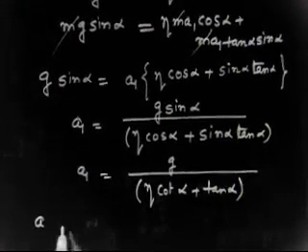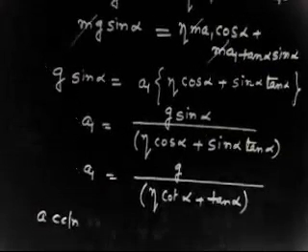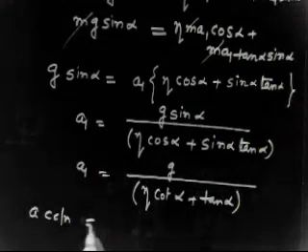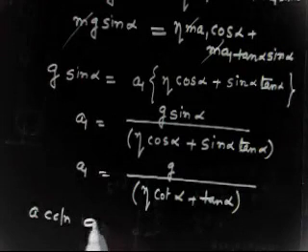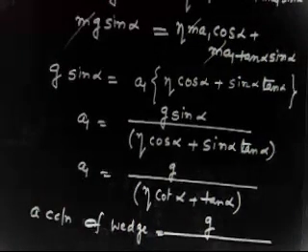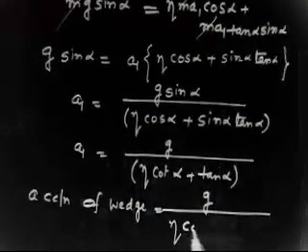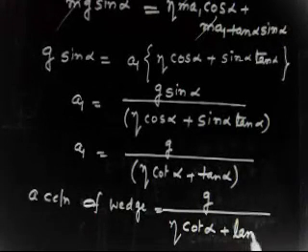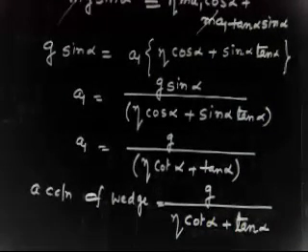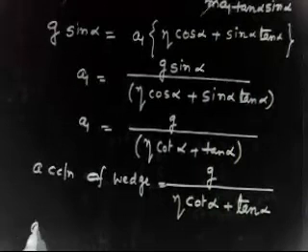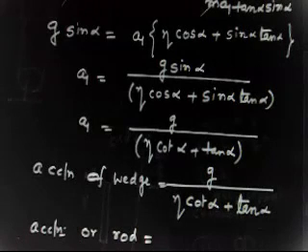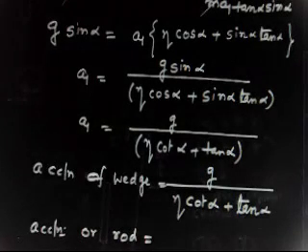So I can say the acceleration of the wedge is, you see how important these calculations are. If I make some mistakes, then the result will not come out right. So the acceleration of the wedge is g divided by eta cot alpha plus tan alpha. Are you getting? Similarly, the acceleration of the rod, that is a2, is equal to a1 tan alpha. You see, we have already derived a2 is a1 tan alpha.